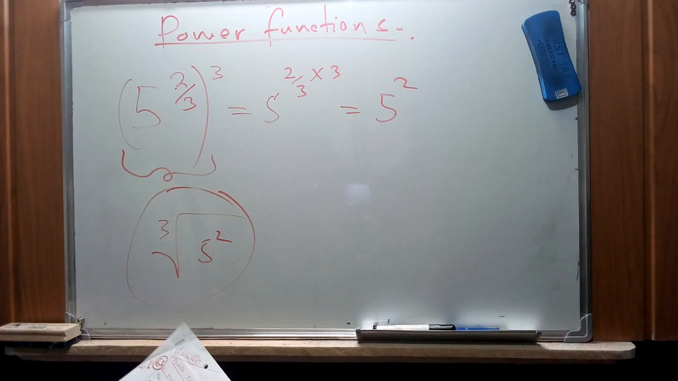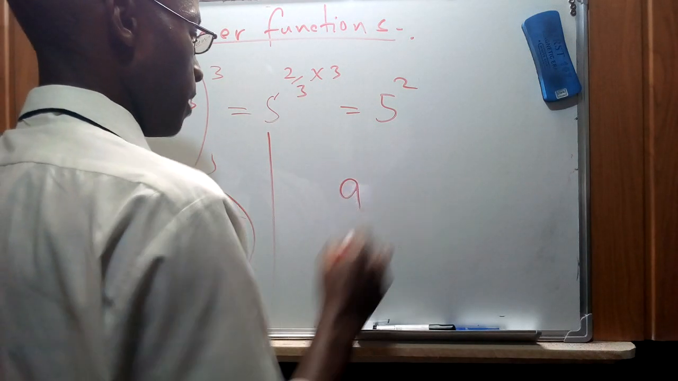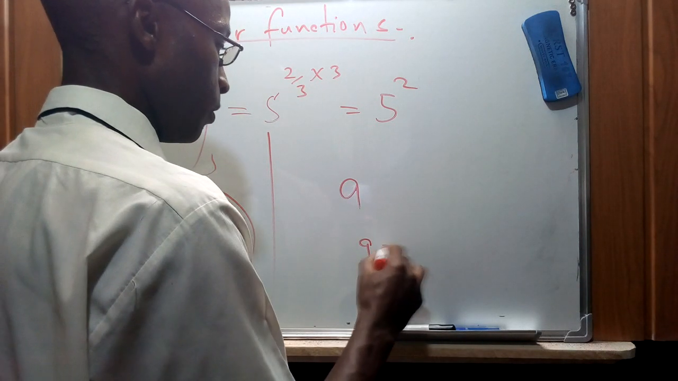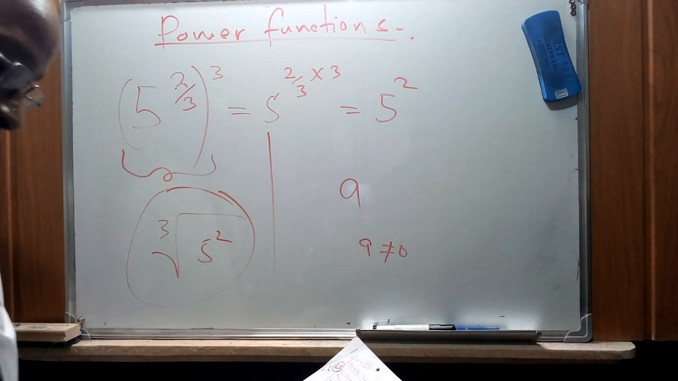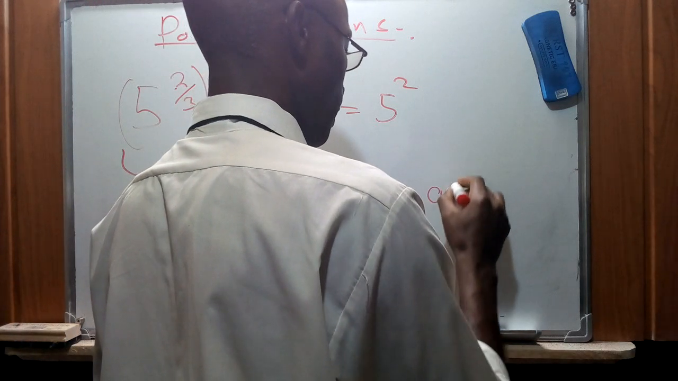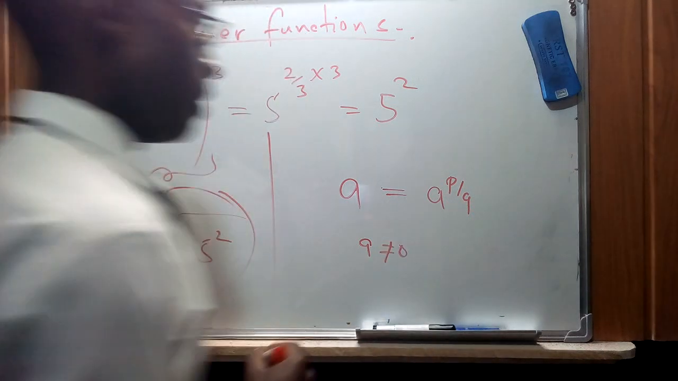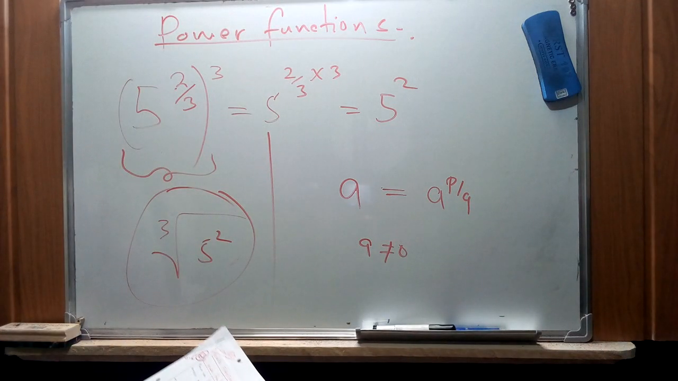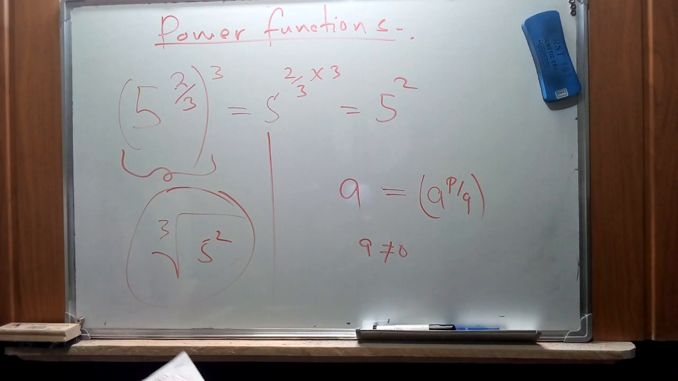So more generally, we're going to have a number whereby we give a condition that it's a number a and a is not equal to 0, which has been expressed as a^(p/q), whereby p over q is the exponent that we said, and this number has been multiplied by q.